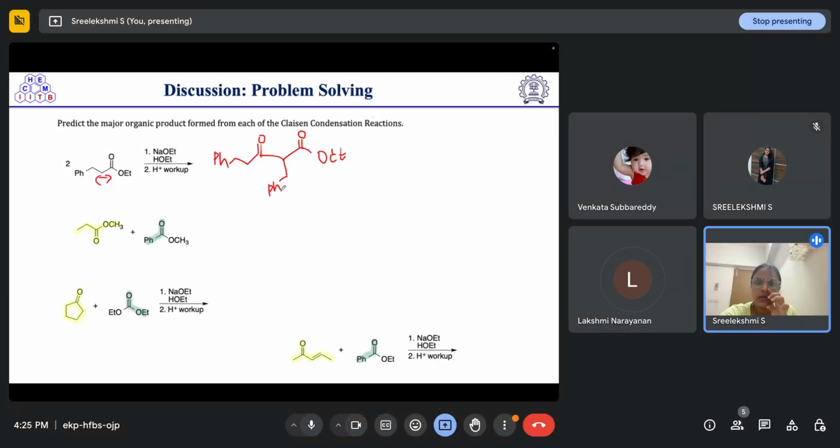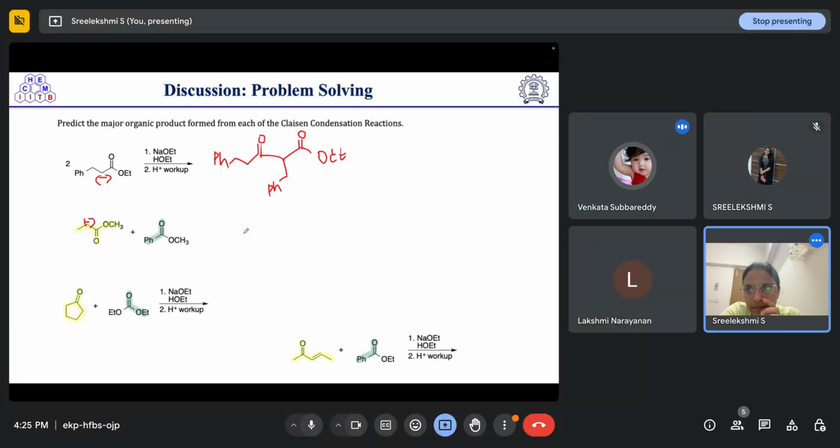Is it okay? First one? Okay. So second one, from where will proton be abstracted? That CH2, keto to the CH2, because this compound is not having any alpha hydrogen, right? So the only possibility is anion forming here and then enolate forming. After that, OMe will eliminate, one molecule of methanol will eliminate.